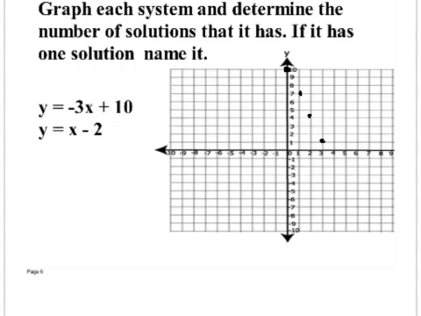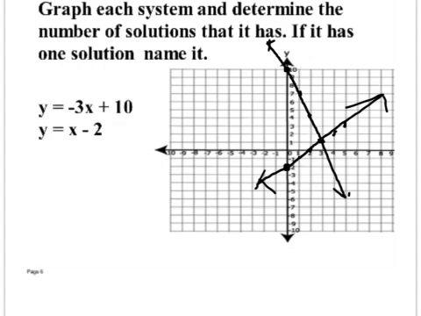Okay, I have enough. I can draw this line. This is x minus 2, so our y-intercept's at negative 2. We go up 1 over 1 every time. All right, so there's my 2 lines.